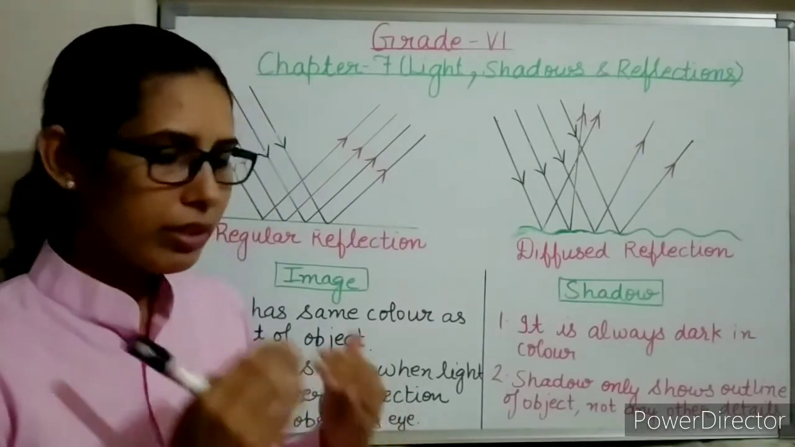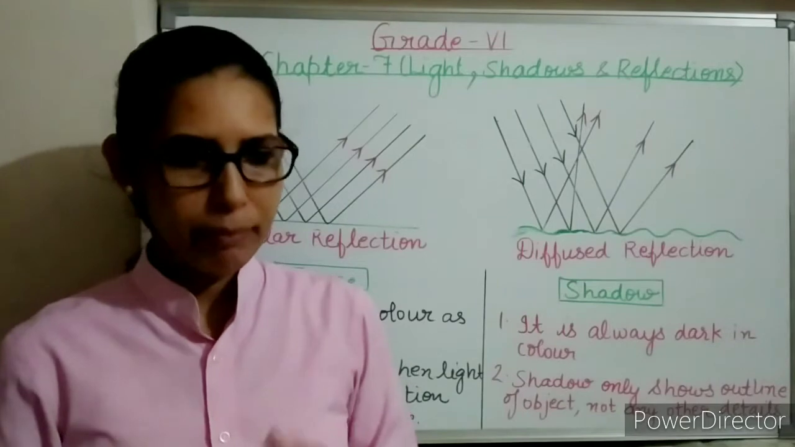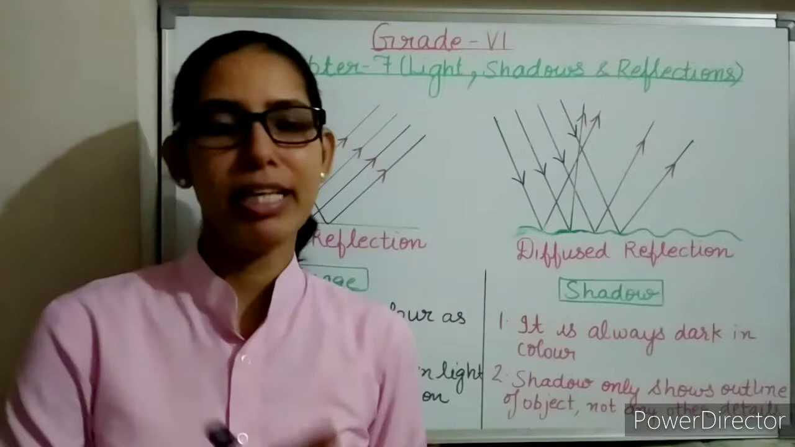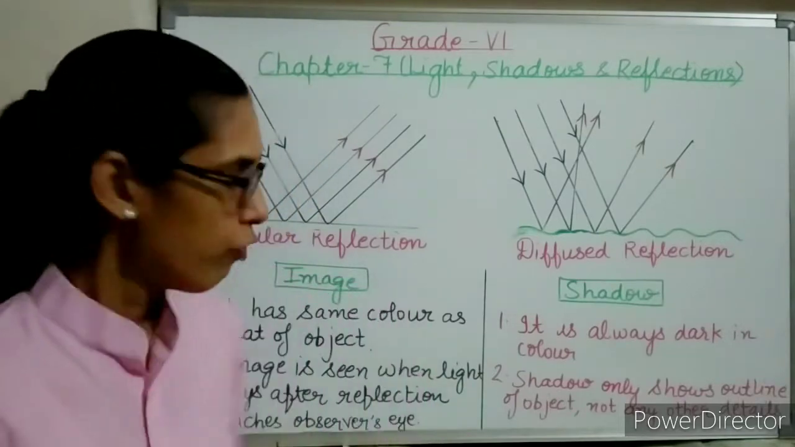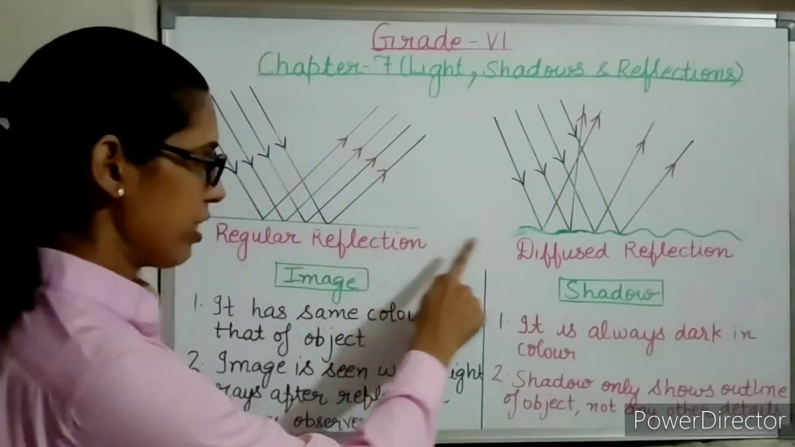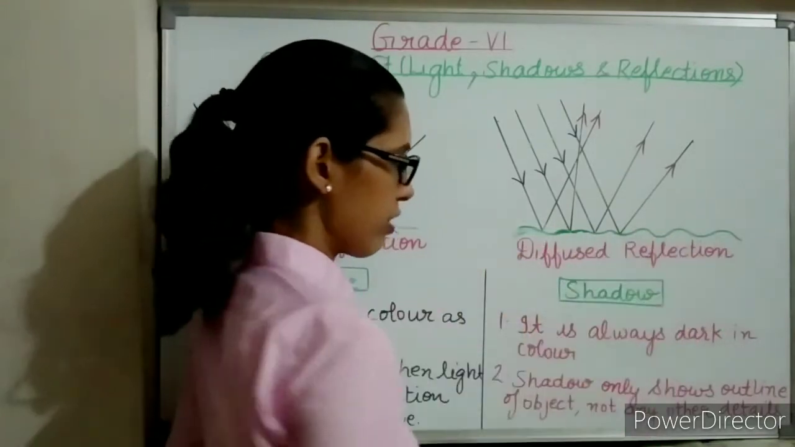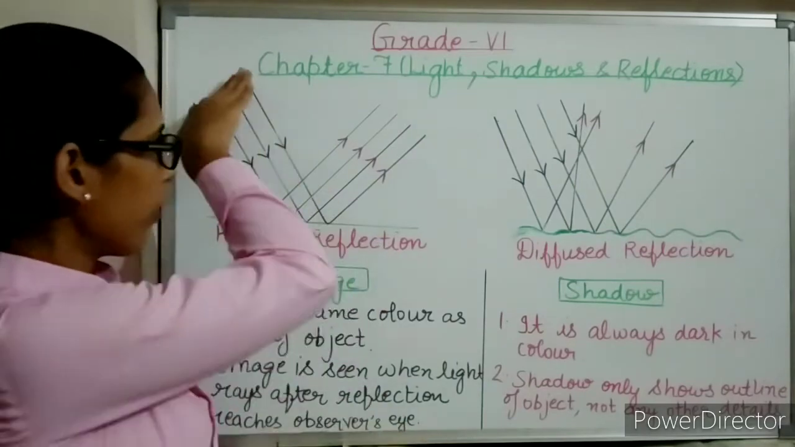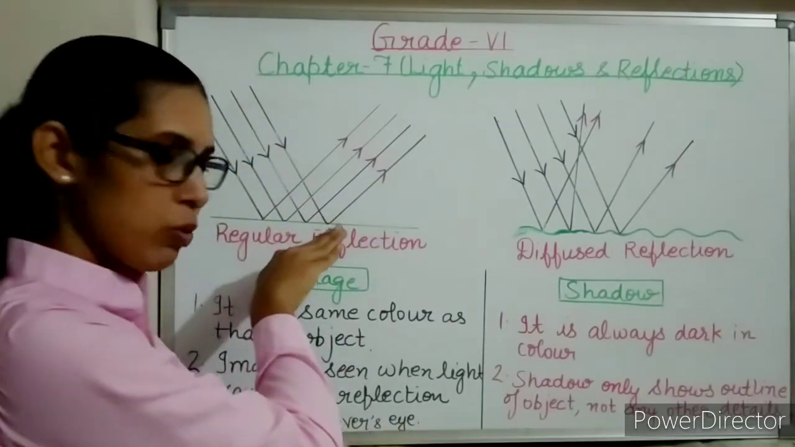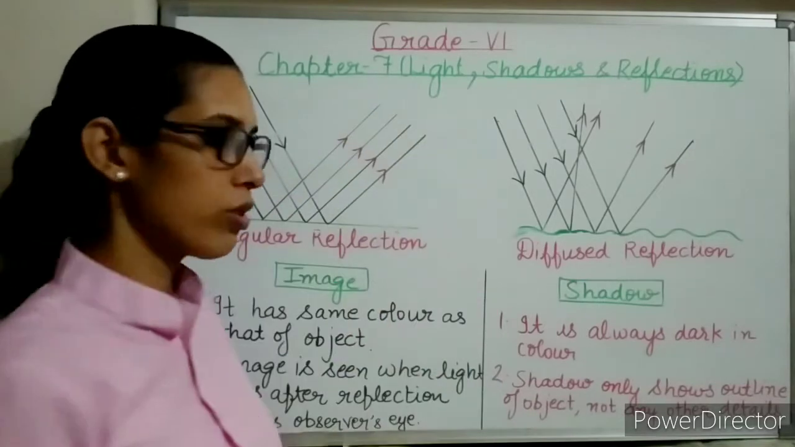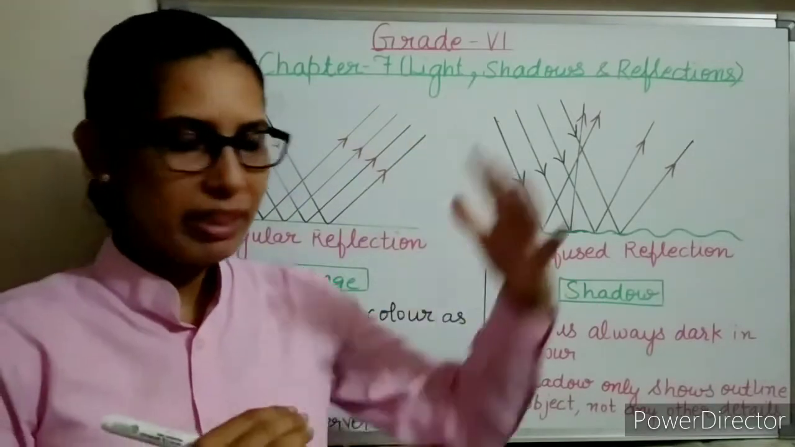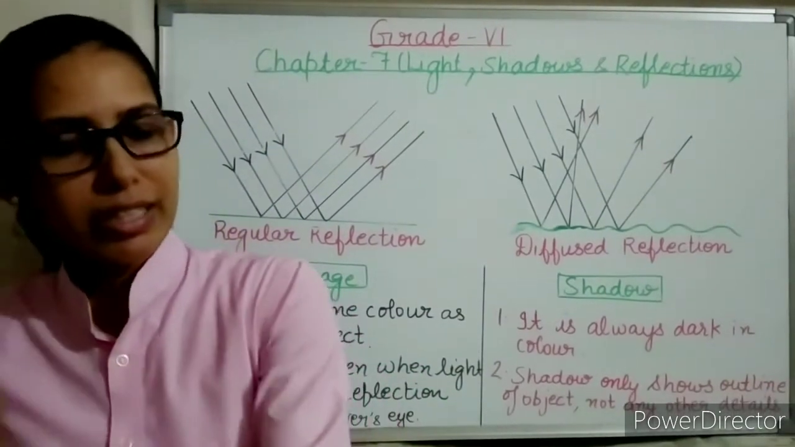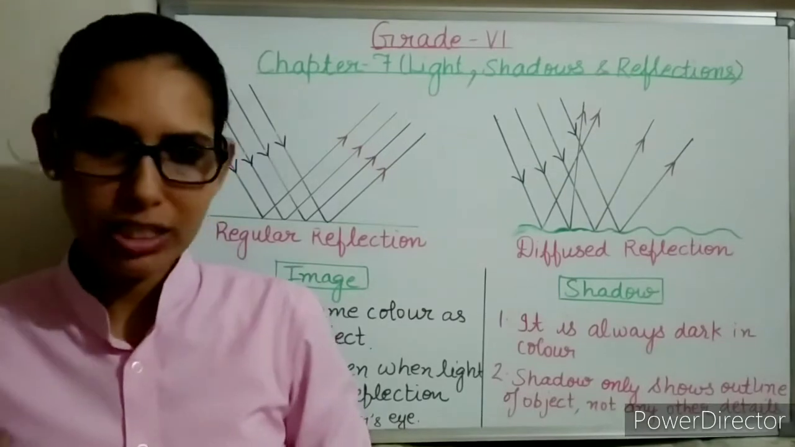I told you about the reflection of light, but how the light rays will be reflected depends on the nature of the surface. For example, here you can see this is a smooth surface and this is a rough surface. First we will talk about the smooth surface. When the light rays fall on any smooth surface, they bounce back and change their direction. This phenomenon is known as reflection of light.